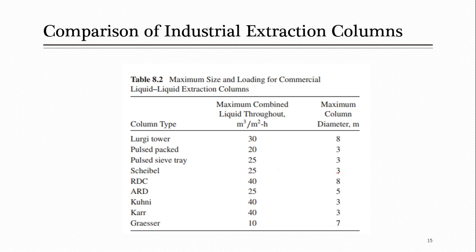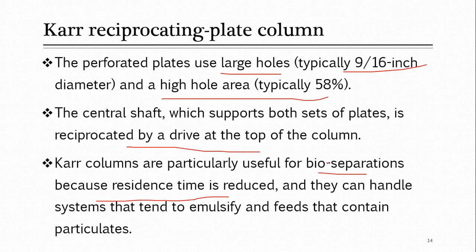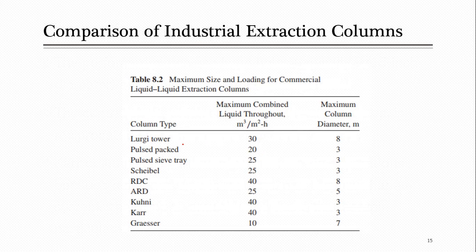Up to here we have discussed all these types of systems. Now let's look at them based on their industrial application: what their size is and how much they can handle, the amount of liquid per unit area. So just look at this. This is based on data collection from various industrial plants. Overall, you can see these are the various column types which we have discussed. Maybe one or two were not discussed, but all others were discussed throughout the last lecture and this lecture.